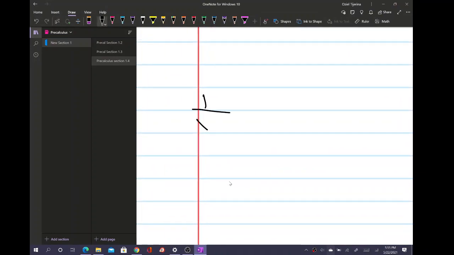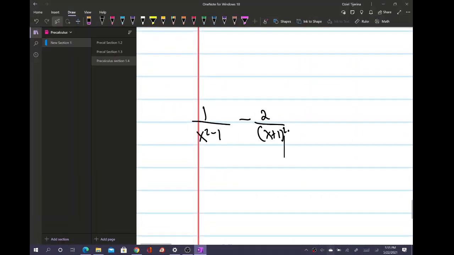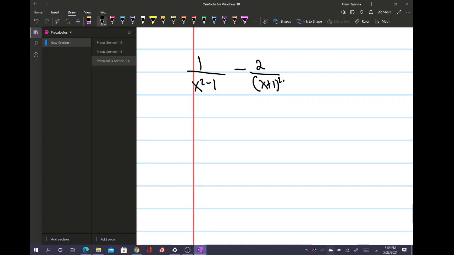Minus 2 times x plus 1 quantity squared. Or 2 over x plus 1 quantity squared, excuse me. So this one, we can factor the left term. We can say that this is equal to 1 over x plus 1 times x minus 1. And then the right term is minus 2 over x plus 1 times x plus 1, right?